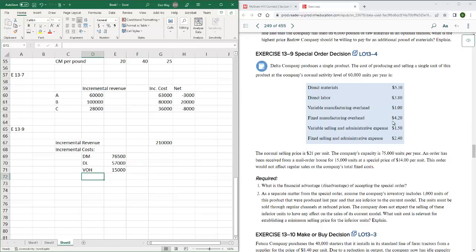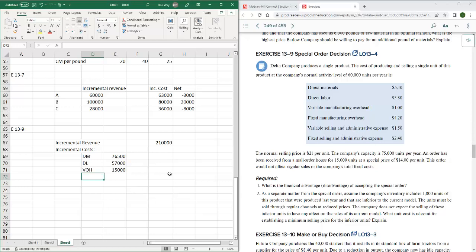Just be careful with some of these fixed expenses. It tells us that this order would not affect regular sales or the company's total fixed costs. So we're not going to have to expand production or capacity in any way, right? They told us that their normal activity level was 60,000. Right now they've got capacity of 15,000 extra. So we're not needing to make any changes to operations. So no change to total fixed costs. So because of that, we don't need to consider this fixed overhead cost, right? It's not an incremental cost of filling this special order. Fixed overhead is going to be the same in total, no matter what our production level is.